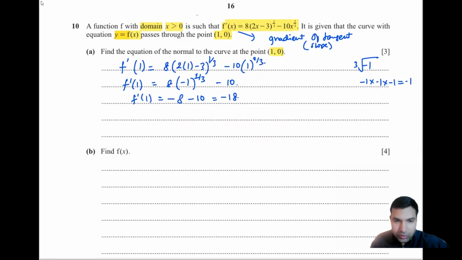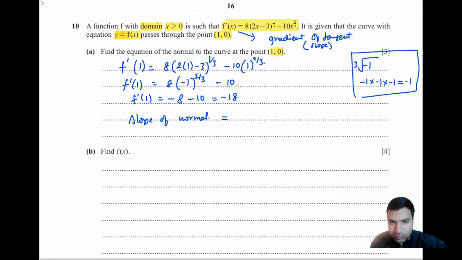So what is the slope of normal? Remember this, cube root of negative 1 is negative 1 itself, isn't it? So this is what we have discussed here. So the slope of the tangent is negative 18. So slope of normal will be what? It would be positive 1 over 18. Negative reciprocal of the slope of tangent. Okay. Now we know the slope and we know the point as 1 comma 0.